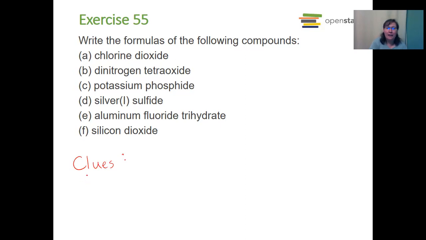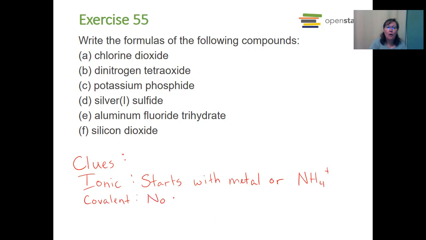Okay, if it is ionic, it starts with a metal or ammonium. If it is covalent, it has no metals, and that means it'll also have prefixes. If it is an acid, it starts with H+.